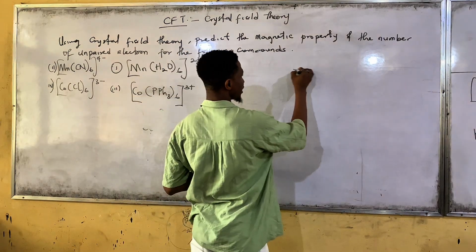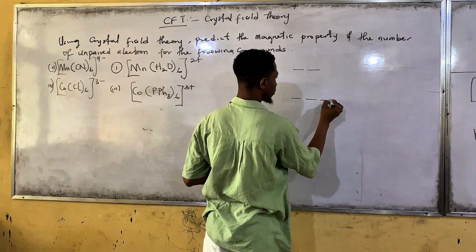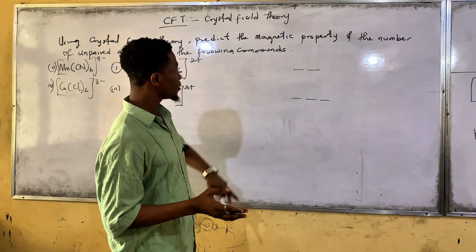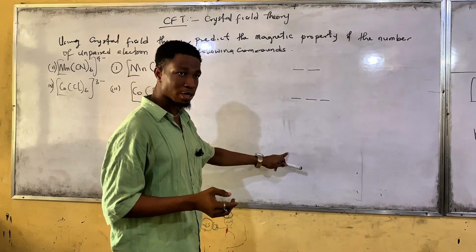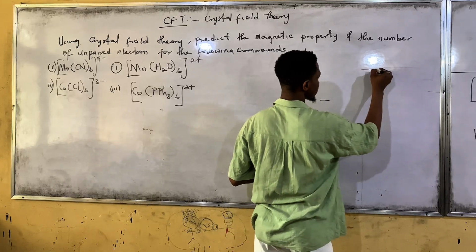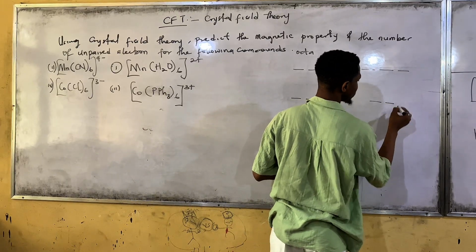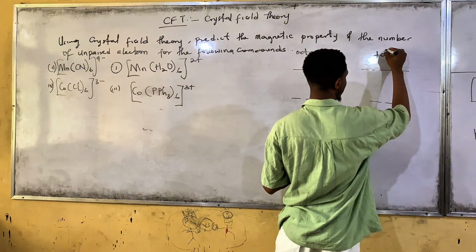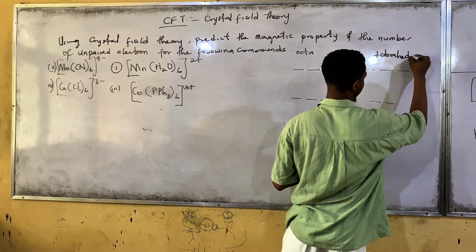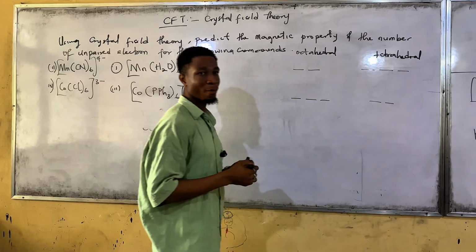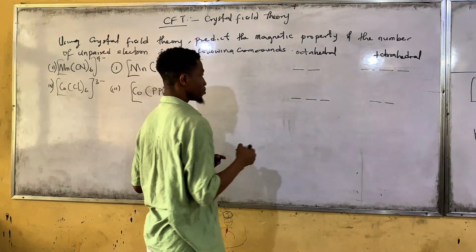So d orbital splits 2 up, 3 down for octahedra. Are we together? It splits 2 up, 3 down for octahedra, while it splits 3 up, 2 down for tetrahedra. So this is for tetrahedra and this is for octahedra. Just pay attention.